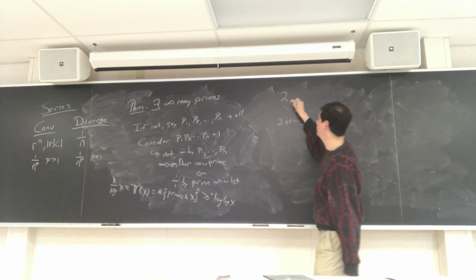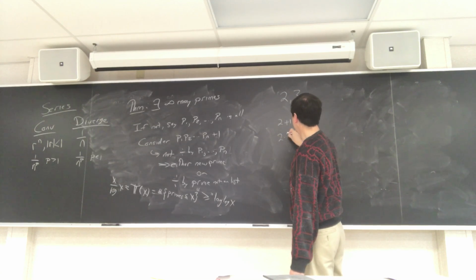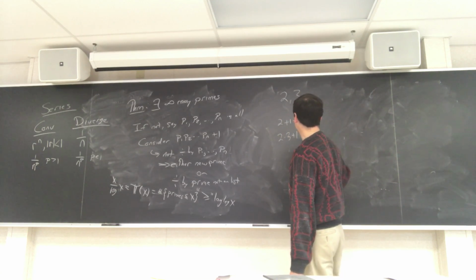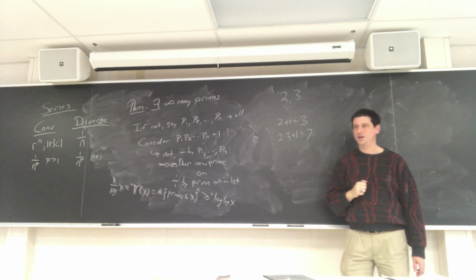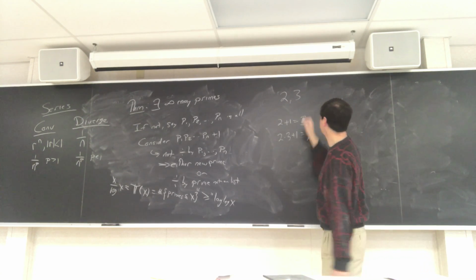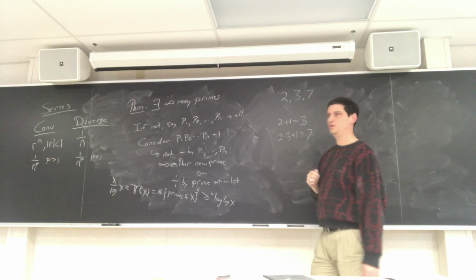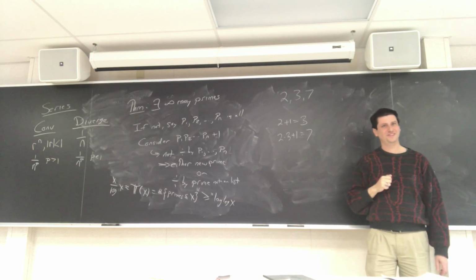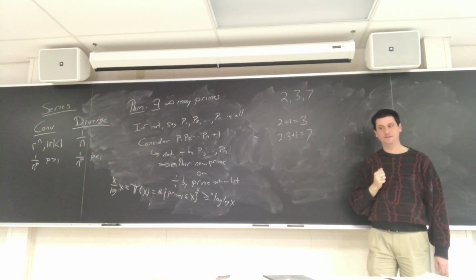So we add 3 to our list. The next stage, it's 2 times 3 plus 1, 7. What's the smallest prime that divides this? That's not on our list. 7. Uh-oh, what did we miss? 5. Will we ever get 5?